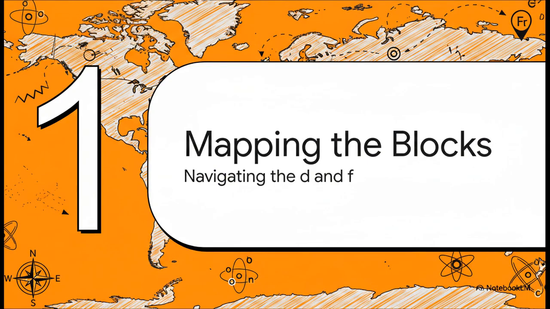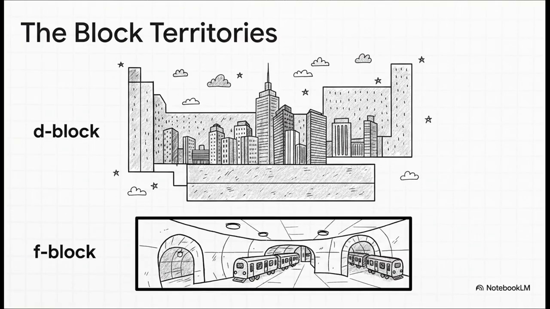All right, part 1, mapping the D and F blocks. Let's start with a quick geographical tour. Think of the periodic table like a massive city map. The D block, that's your vast downtown area, the large middle territory spanning groups 3 through 12. Here, the penultimate d orbitals, the n-1 shell, are progressively filled across 4 long periods.